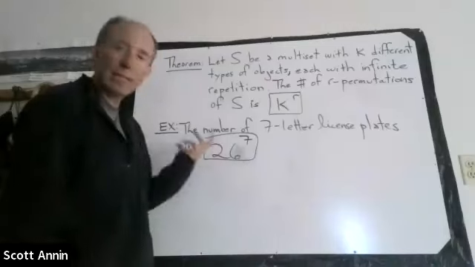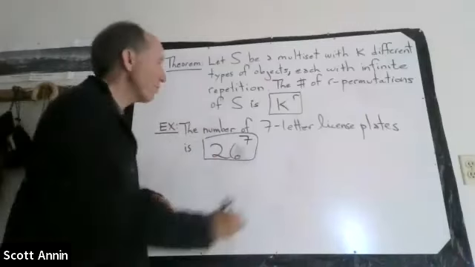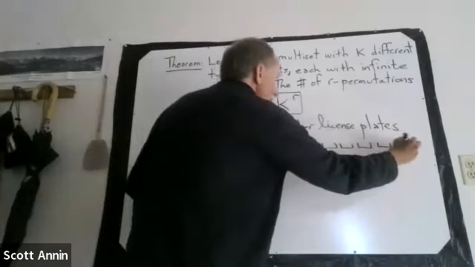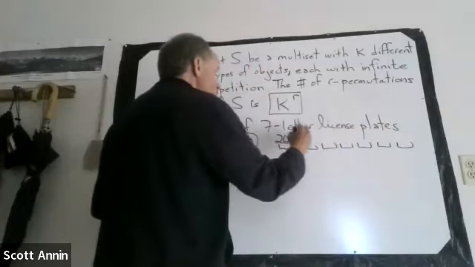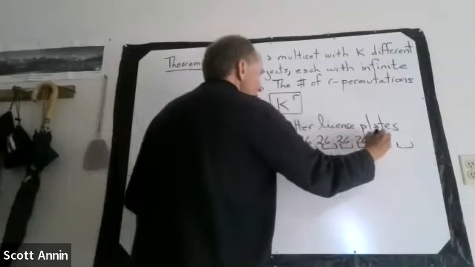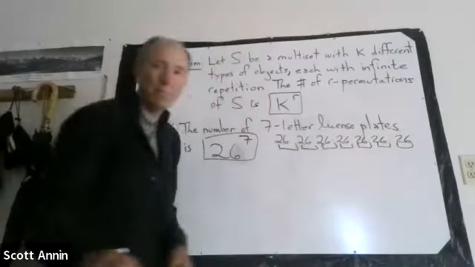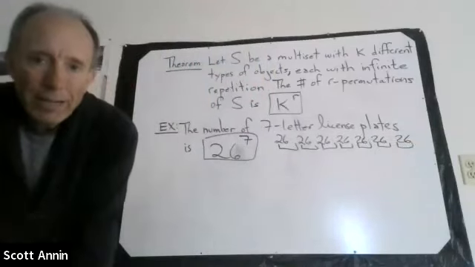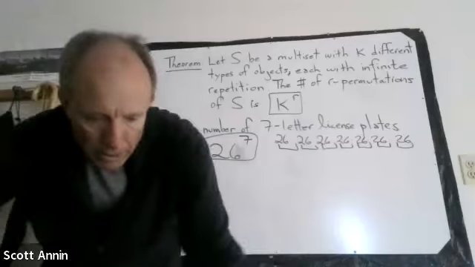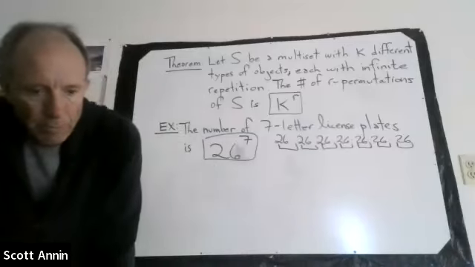And then, something like this doesn't need a lot of explanation. Of course, it never hurts to draw the little picture here. You can draw 7 slots and just put the number of choices. Each slot is going to have that same 26 choices each time. Okay, 26 to the 7.